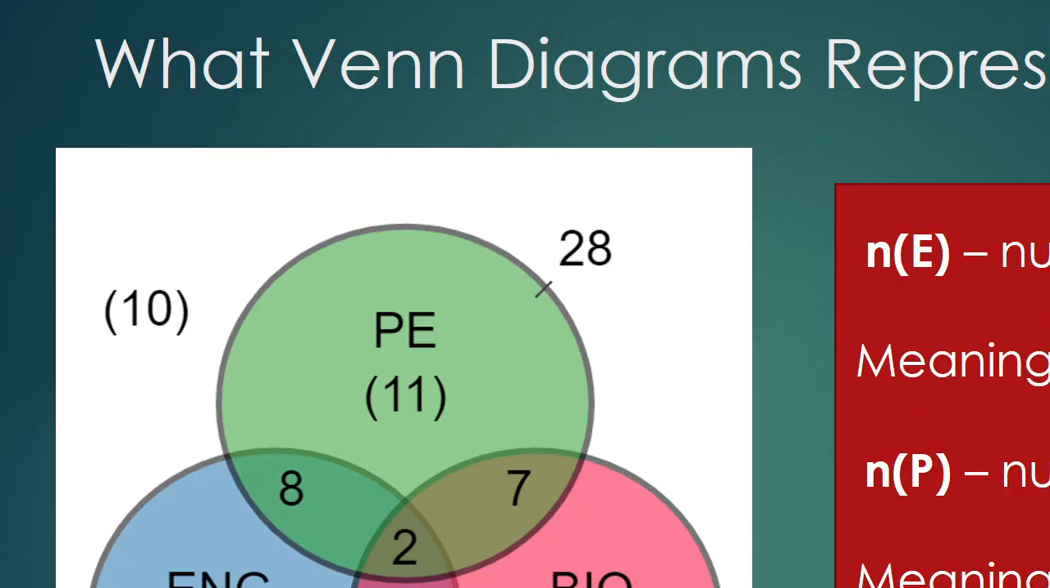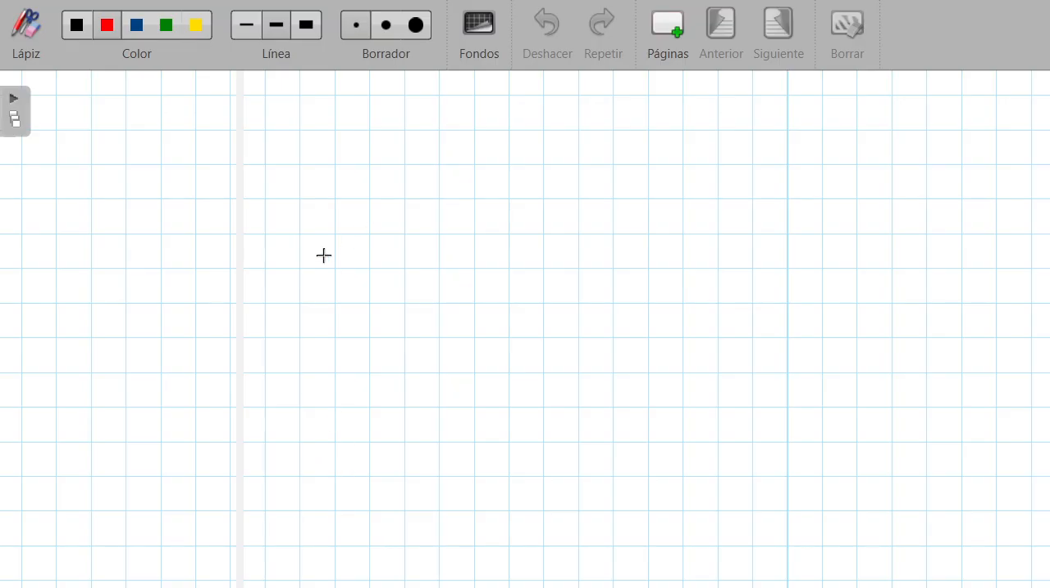But some students only like English. Other students like English and PE, which is 8. Other students like English and biology, which is 4. Other students like PE and biology, which is 7. And lastly, we have students that like all of them, which is 2. Now, to represent all of these, I'm going to show you on the board.